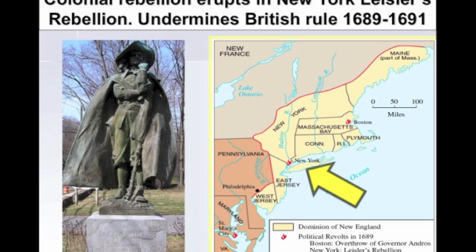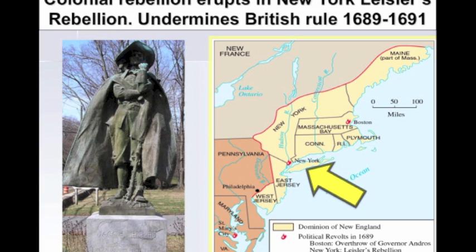New York, New York. A guy by the name of Jacob Leisler rebels in the colony of New York. He is an immigrant from Germany, a militia commander, a merchant, and in 1689 he leads a rebellion, Leisler's Rebellion. The rebellion has some success, but it is short-lived. His rule in New York, the southern part of the colony, is not a long-term deal.